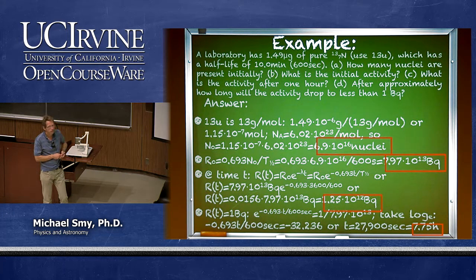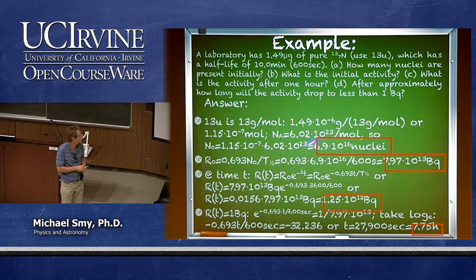Now we can calculate the initial activity just like we did with carbon-14, simply 0.693 times this number divided by the half-life, which in this case is 600 seconds. And that gives us 7.97 times 10 to the 13 becquerel.